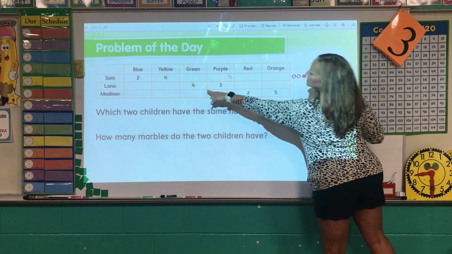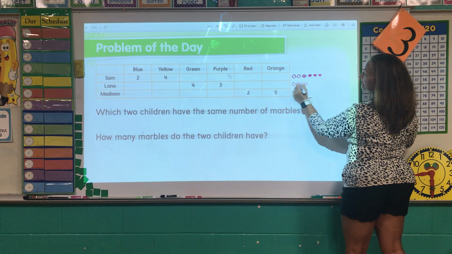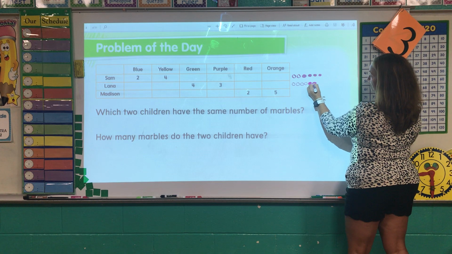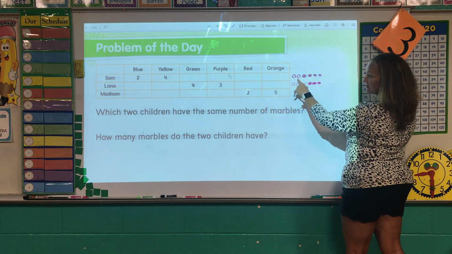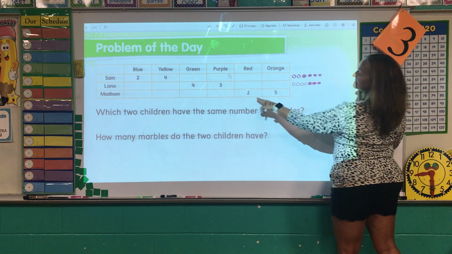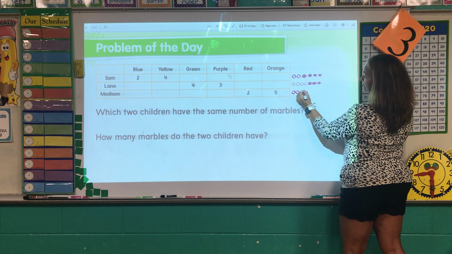Then I'm going to look at Lena. She's got 4 green, and she has 3 purple. So I'm always drawing my first part with open circles and my second part with closed circles. Madison has 2 red, 5 orange.